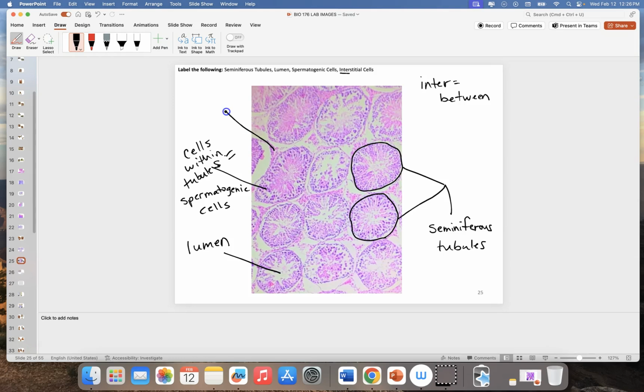I'll just pick out a couple of them for us to label. There's a cluster there. There's also a cluster here and here as well. Again, any of these clusters of cells between the tubules are the interstitial cells.